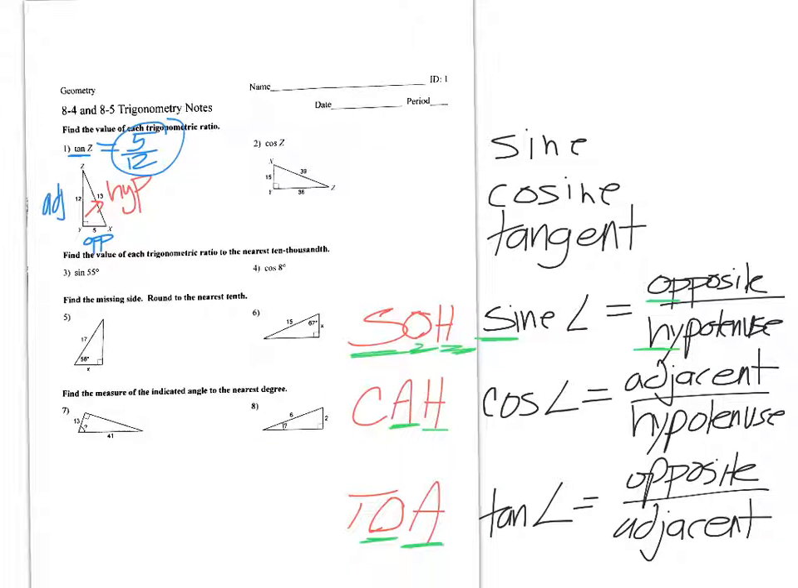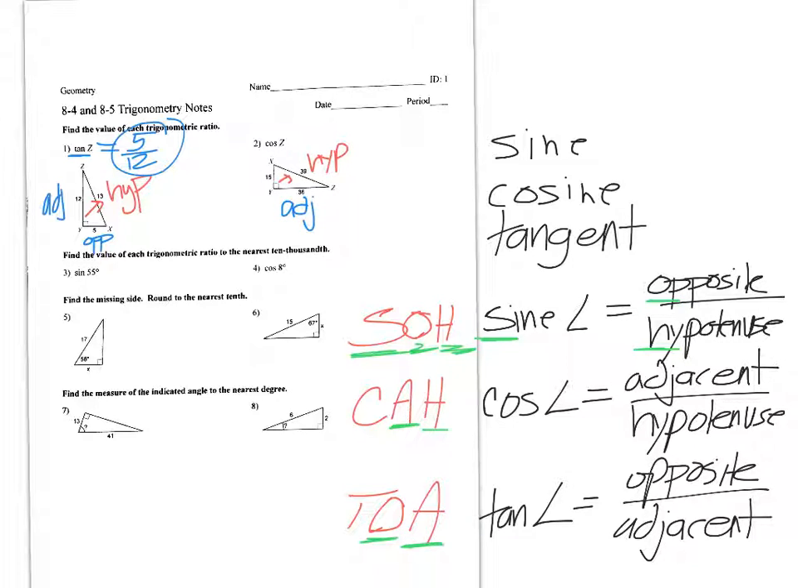Okay, let's do problem number 2, cosine of z. The first thing I'm going to do is label my hypotenuse. That's across from the right angle, so that's my hypotenuse. Cosine is adjacent over hypotenuse. So from angle z, I need the adjacent side. Again, there are two sides next to z, the 36 and 39, but 39 we've already labeled as the hypotenuse, so 36 is the adjacent.